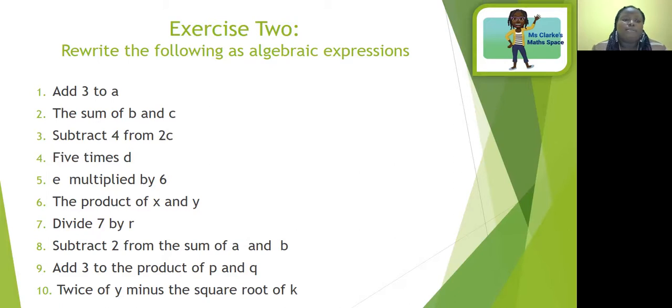Number 7, divide 7 by R. What are you dividing? 7. So 7 will go on top, which will be in the numerator, and in your denominator, you're going to have R, what you're dividing by.